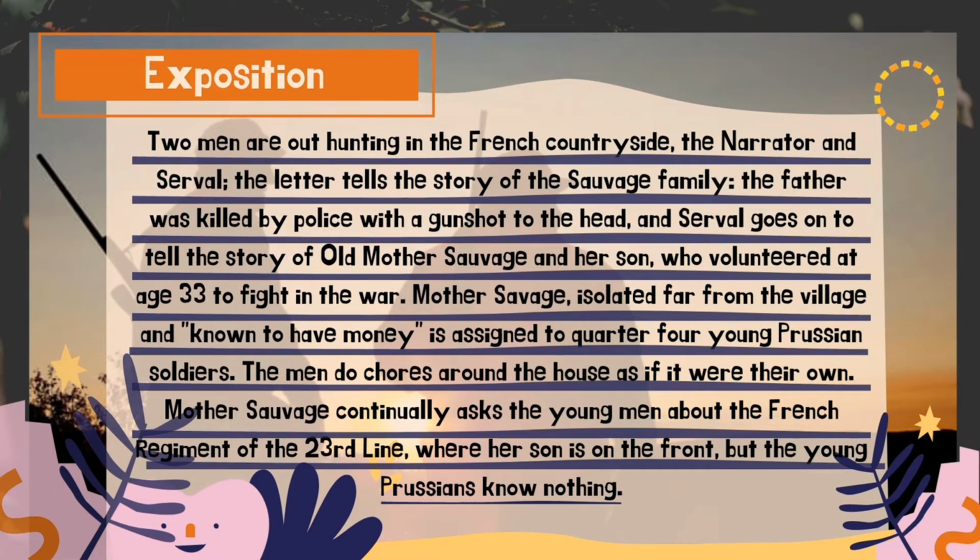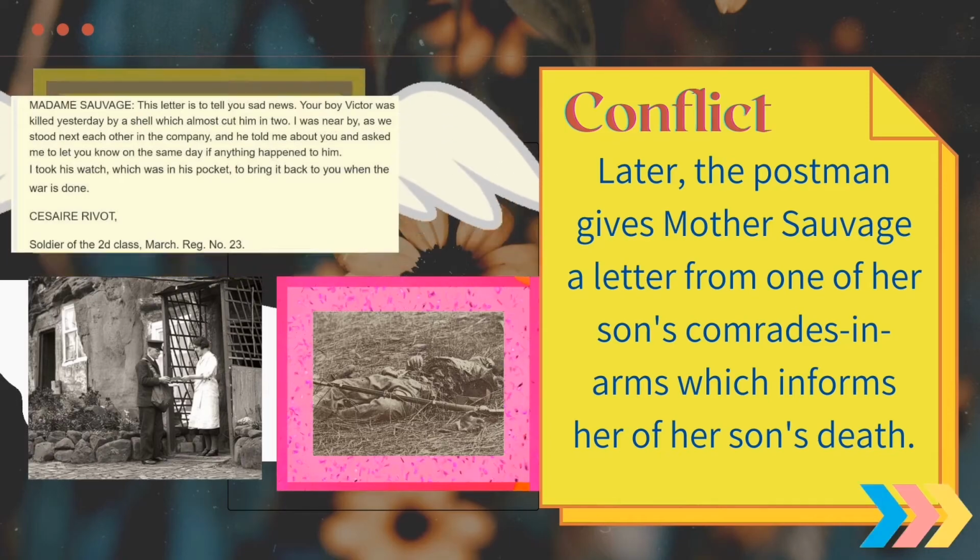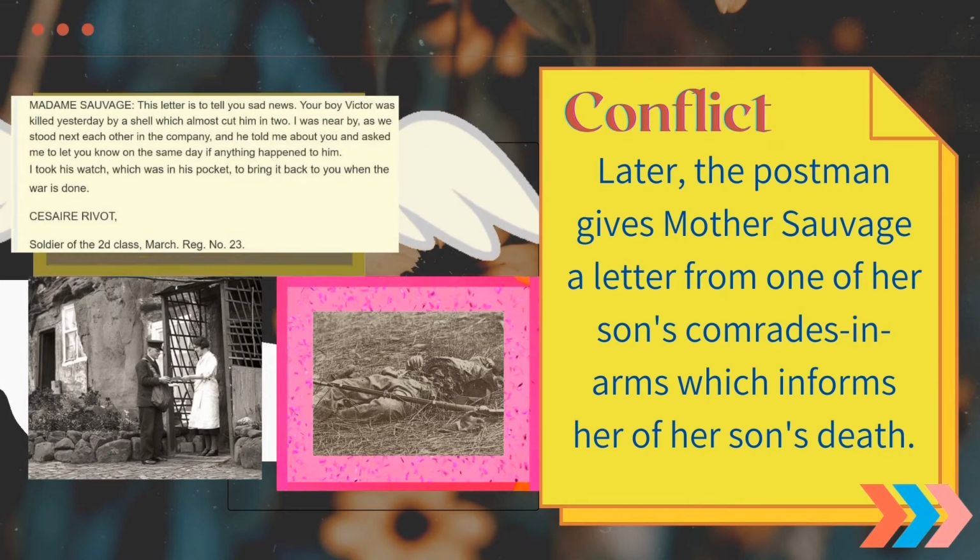Mother Sauvage, isolated far from the village and known to have money, is assigned to quarter four young Prussian soldiers. The men do chores around the house as if it were their own. Mother Sauvage continually asks the young men about the French regiment of the 23rd Line, where her son is at the front, but the young Prussians know nothing. The conflict in the story.